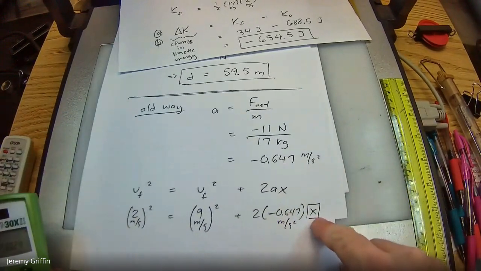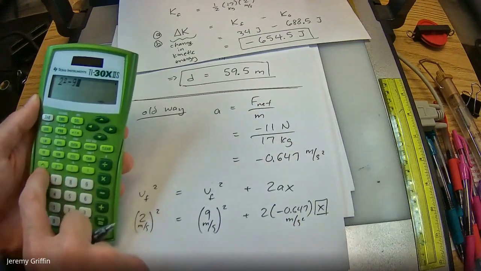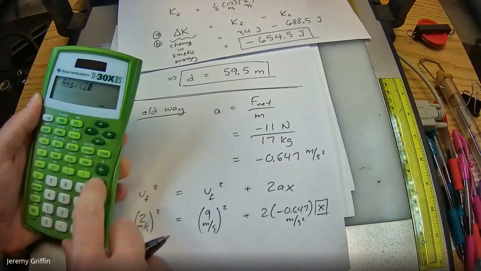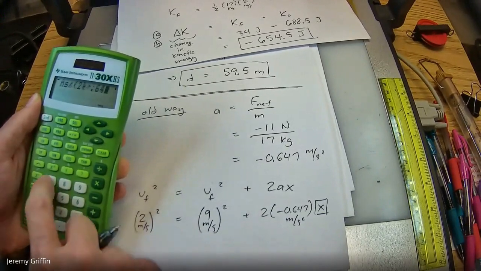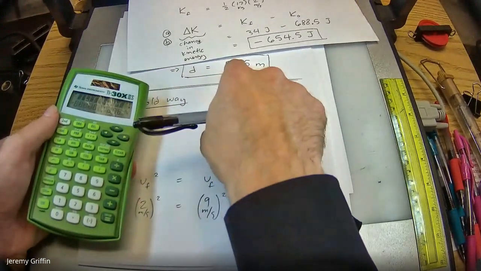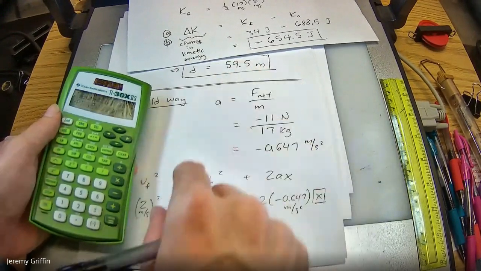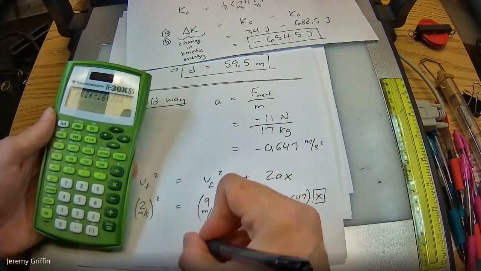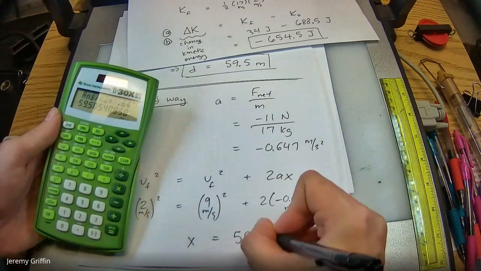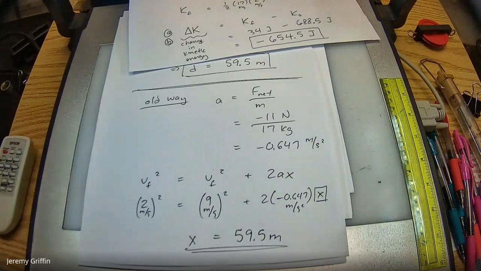Now this value x should be 59.5 meters. Let's see if it is. So it's 2 squared minus 9 squared. That's negative 77. All right, divide by 2 times negative 0.647. Okay, moment of truth. When I hit enter, my calculator screen should say, well, it might be using rounded numbers slightly different, but basically 59.5. Let's see if it is. X equals 59.5 meters. There you go. So we are all good. All right, that is a good pause point for today.